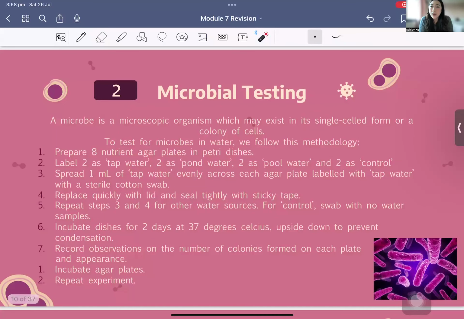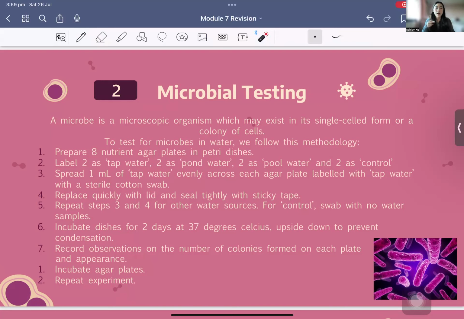All right, moving on to microbial testing, second in syllabus dot point. Microbial testing is one of the few examples of an experiment that you have to remember in year 12. You should have done it at school, so this is nothing new, and we have done it in our lessons. Microbial testing looks at testing for microbes in food or water.